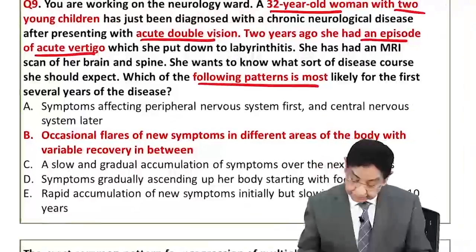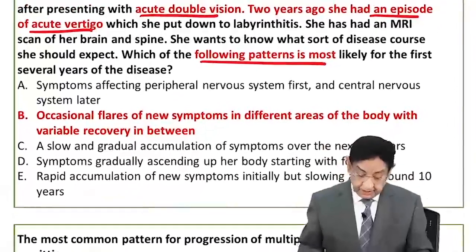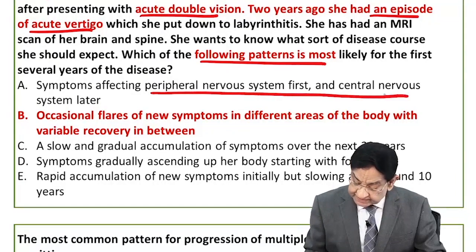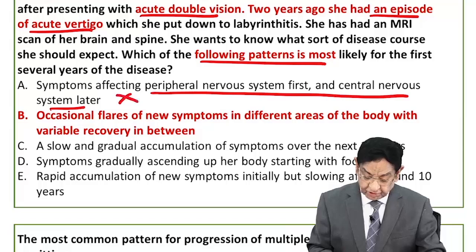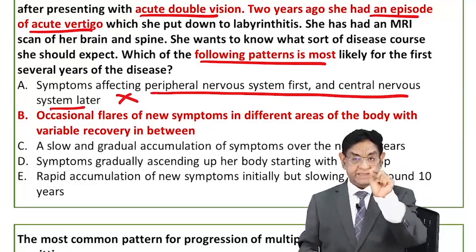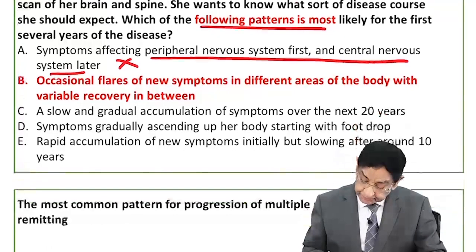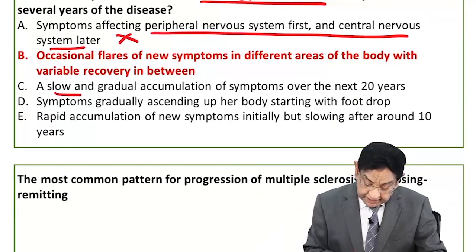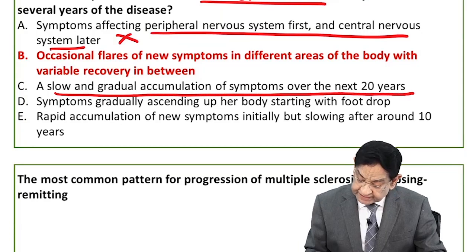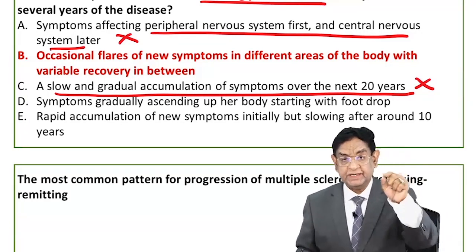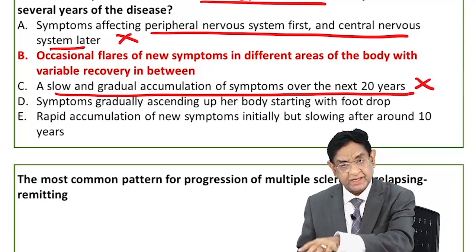So, symptoms affecting the peripheral nervous system first and the central nervous system later. This is wrong. It is a primary disease of the central nervous system. Rule out. A slow and gradual accumulation of symptoms over the next 20 years. No way. It can have different types of pattern. Rule out.